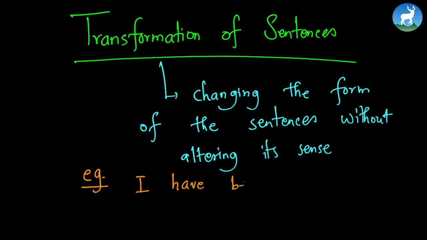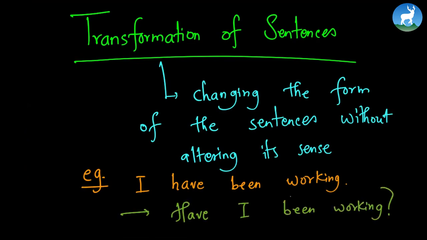I'll give you one example first. I have been working. You can change the sentence into a question: Have I been working? The basic idea of the sentence is work or working. The basic idea is not changed, however, the form of the sentence is changed. From a simple statement, the sentence is now changed into a question. I have been working. Have I been working? See, this is transformation of sentence.